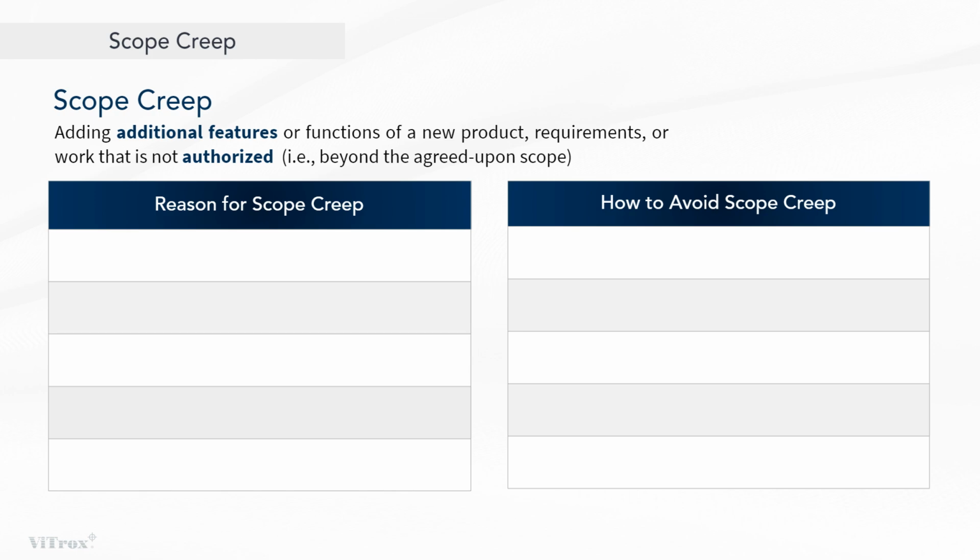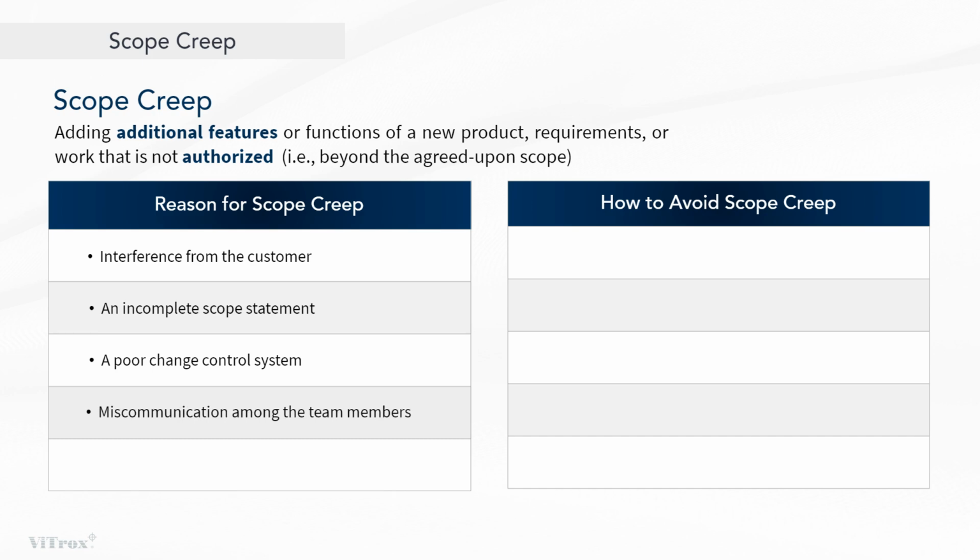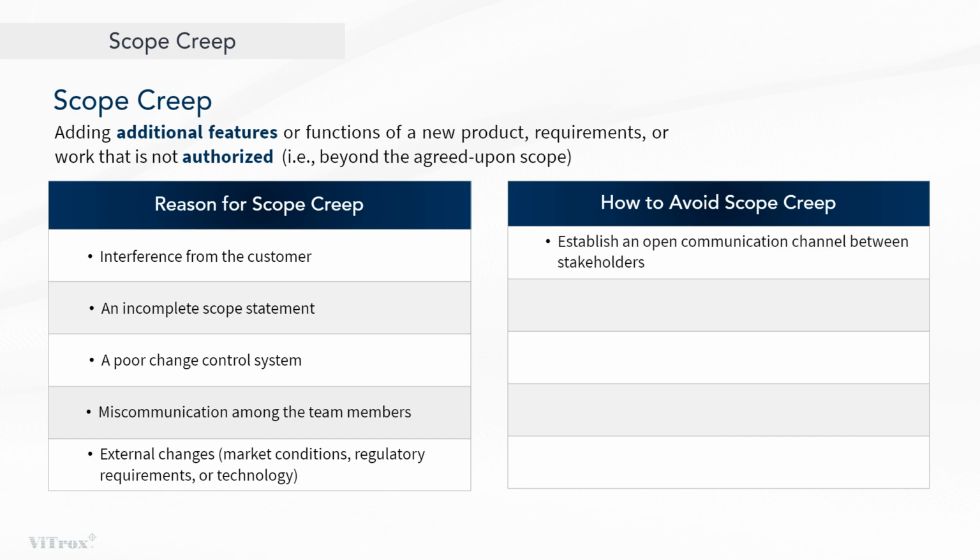This often arises due to various factors, including interference from the customer, incomplete scope statements, poor change control systems, miscommunication among team members, and external factors like market conditions or regulatory requirements. How to avoid scope creep? Project managers can establish clear communication channels between stakeholders and limit direct communication between the customer and team members to prevent misunderstandings or unauthorized changes.